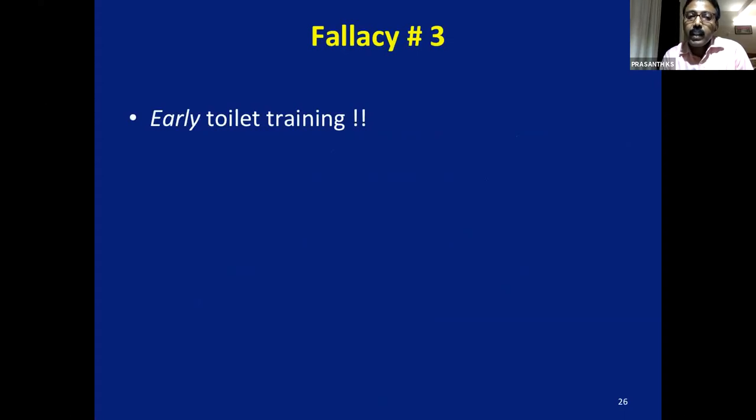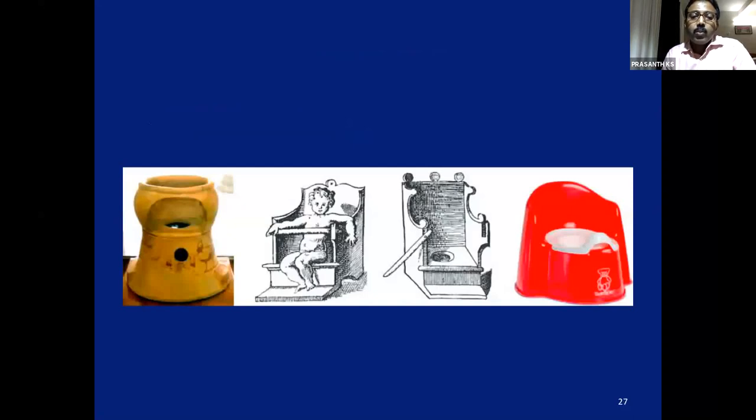And fallacy number three, in the given case, I mentioned that the child was put to toilet training from 1 year of age. So what is the take on that? Culturally, toilet training has been given importance from the historic time itself. This is actually a terracotta potty identified from an excavation site in Greece. This dates back to 6th century BC. So that signifies how much significance was culturally attached to this problem.